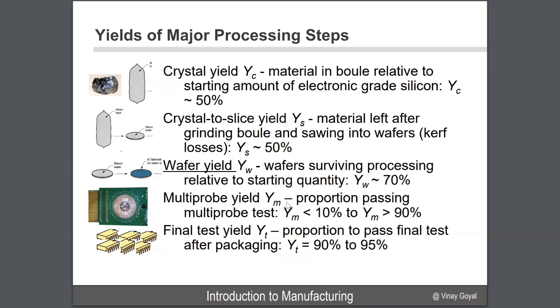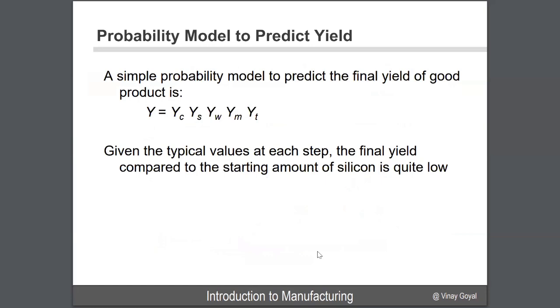Then from there, the testing only passes, not everything passes, less than 10%. And then the final yielding is after the packaging, after you get to this point, is 90% to 95% pass. So you can see here the difficulties of being able to produce at mass. Here you can see the probability model of predicting good yield. The given typical values I showed before show you that what I get at the end is quite low.